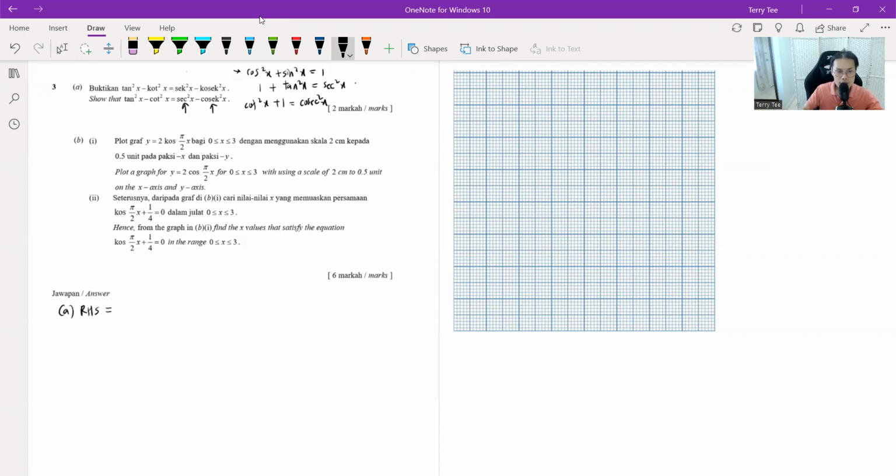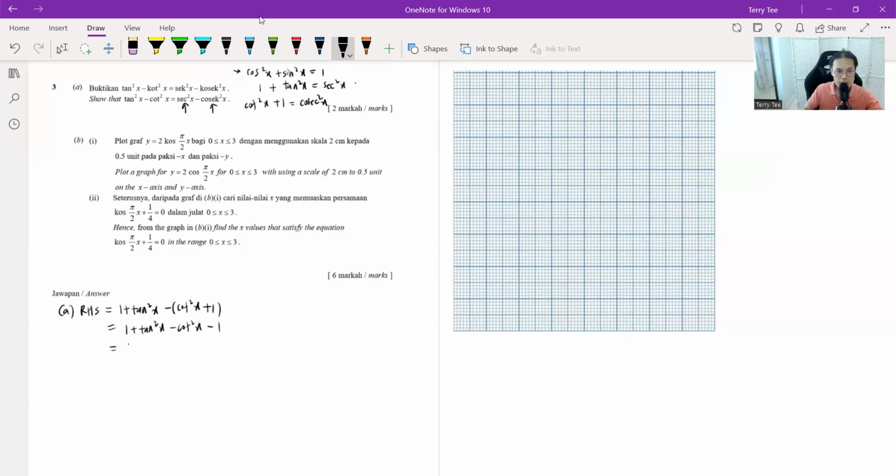My secant square x is 1 plus tangent square x. My cosecant square x is now cotangent square x plus 1. So let's expand the bracket. 1 plus tangent square minus cotangent square minus 1. 1 minus 1 is 0.